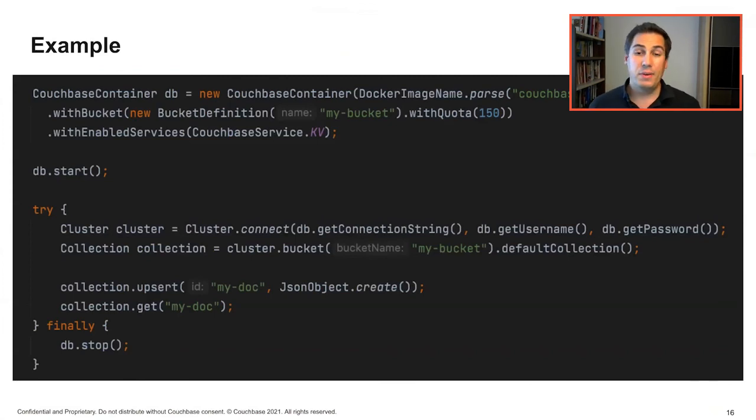And then the next step is very important. So you call cluster.connect. So this example is with SDK 3. And our connect method expects three parameters: a connection string, a username, and a password. And you get all of those automatically out of the Couchbase container. You just grab them with getter methods. And at this point, you're just doing your regular ops. So you can open a bucket, you can open a collection, and then you run your operation. So you're doing an upsert, you can do a get, etc. And then finally, when you're done, we are stopping the container.